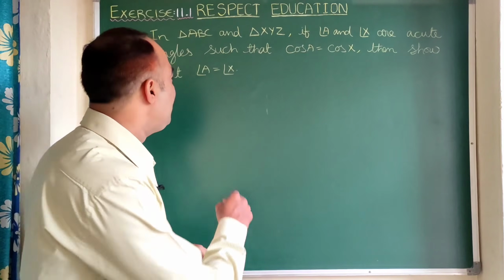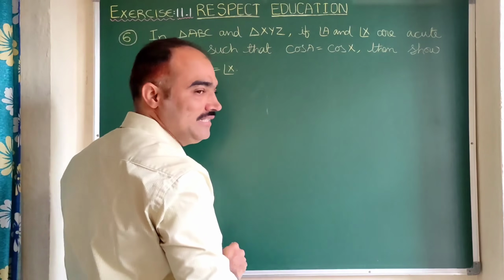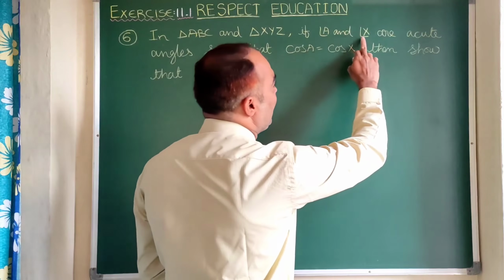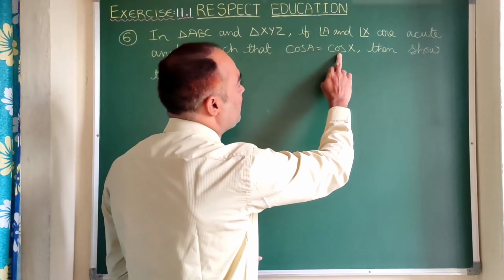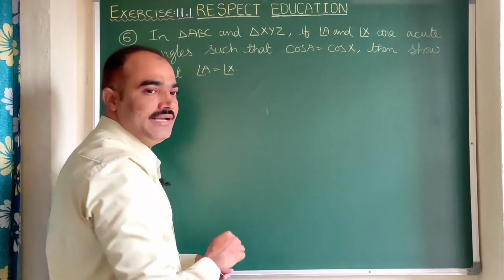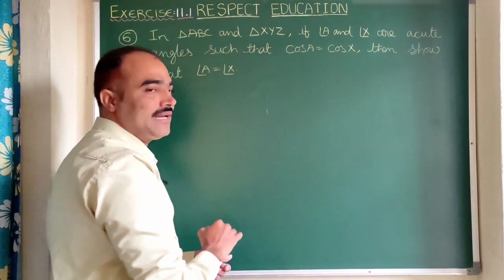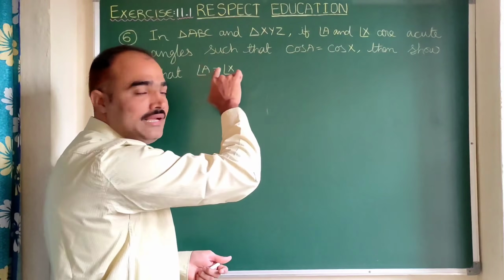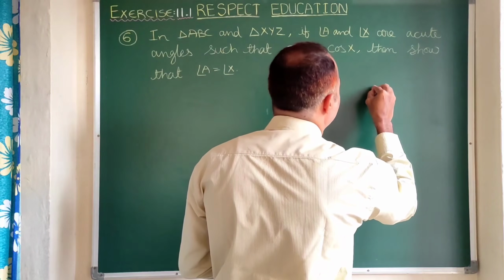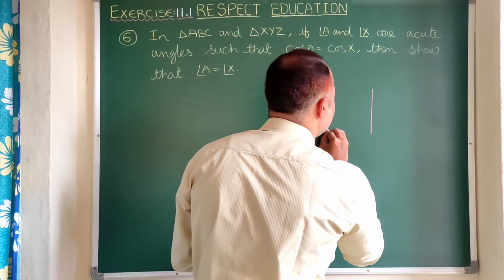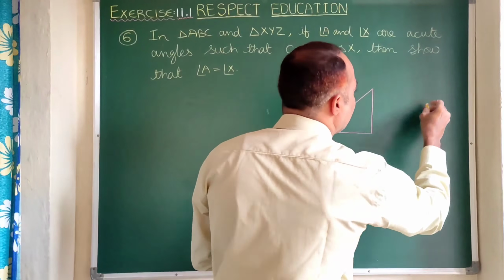Now we see question number 6. In a triangle ABC and triangle XYZ, if angle A and angle X are acute angles such that cos A equal to cos X, then show that angle A equal to angle X. So here we have to draw two right angle triangles. They are triangle ABC and triangle XYZ. So here the first triangle is ABC and the second one is XYZ.